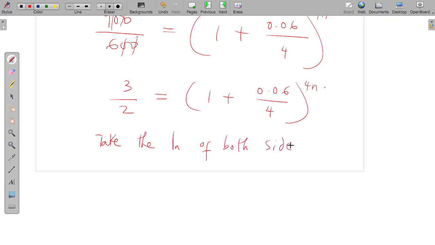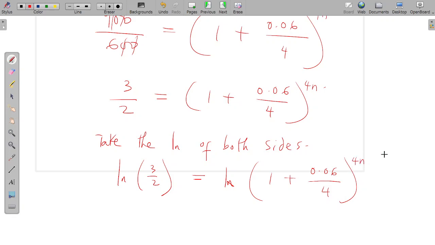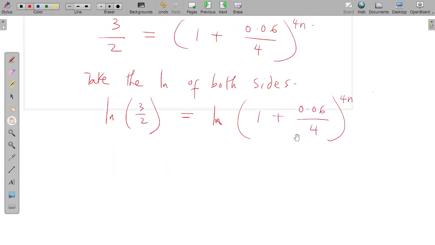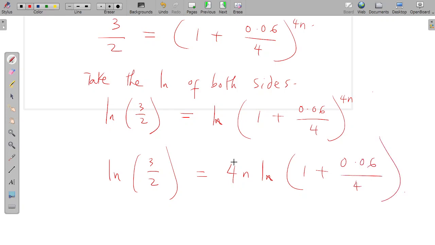So we have ln of 3 over 2 equals ln of 1 plus 0.06 over 4, to the 4N. All right. Now, because there's a ln there, we can apply the law of logarithm to bring down this one. Then it becomes ln 3 over 2 equals 4N ln 1 plus 0.06 over 4.